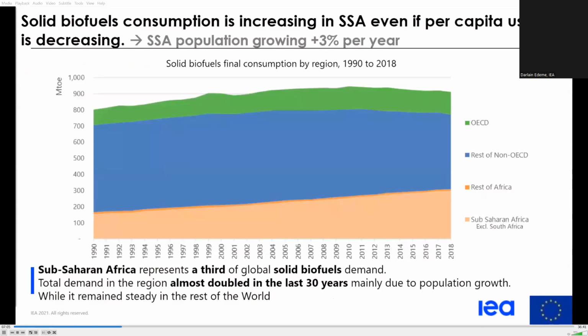Let's see how solid biofuels consumption is evolving in different regions. First, we see that in 2018, sub-Saharan Africa accounts for one-third of total solid biofuels demand, and if we look from 1990, we see a constant increase in demand that nearly doubled in the last 30 years. In the rest of the world, demand has remained quite stable. This shows that we are still increasing the use of biofuels, and access to clean energy sources is slower than population growth, which is increasing very fast at 3% annually.